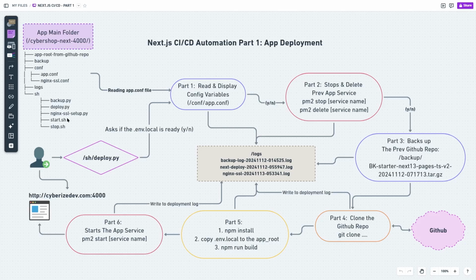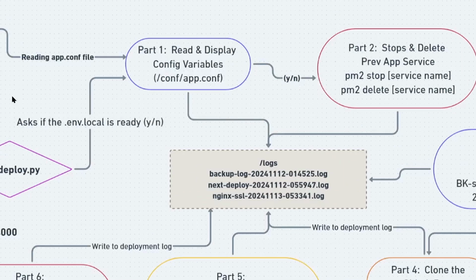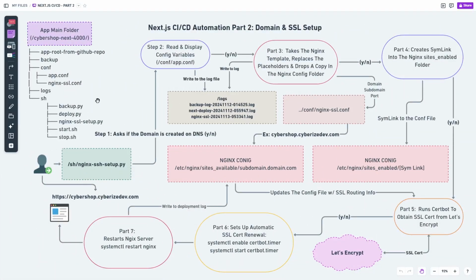Now next would be Next.js SSL-setup.py. All right, so we are back to part number 2, domain and SSL setup. Same configuration, or same directory structure. And this time we're going to talk about Nginx SSL-setup.py. We're going to go over this very quickly this time because we covered it in detail in the last video.